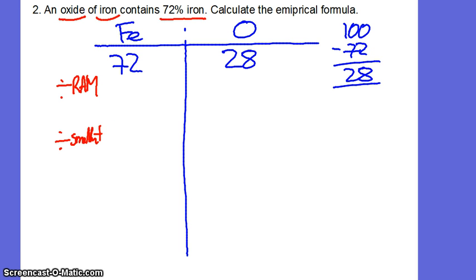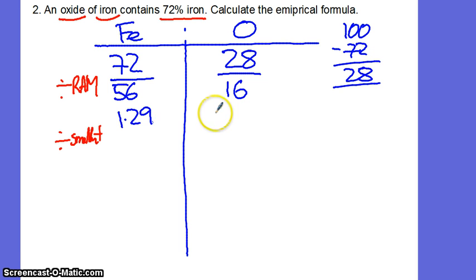So, get your periodic table out again, find iron, find its relative atomic mass, the bigger of the two numbers next to iron, and iron has a relative atomic mass of 56. Oxygen has a relative atomic mass of 16, and that gives us, if we do those calculations on the calculator, 1.29, and this one here, 1.75.